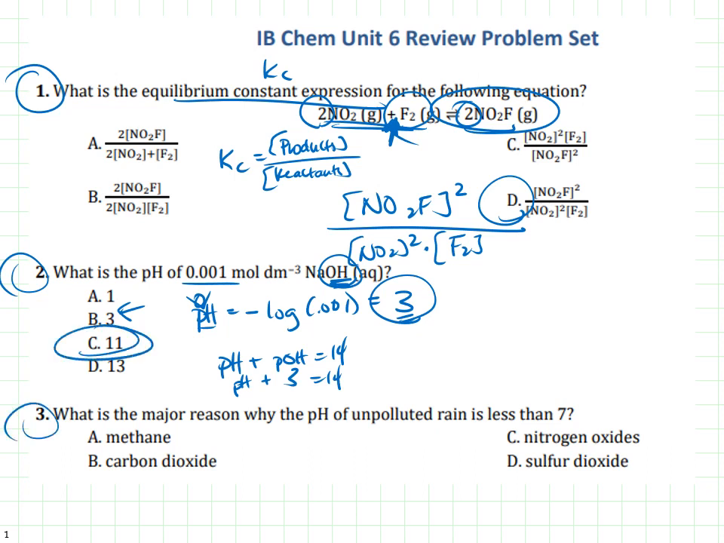Question number 3, what is the major reason that the pH of unpolluted rain is less than 7? You might be tempted to pick one of our nitrogen oxides, sulfur oxides, but these lead to polluted acid deposition, acid rain, acid snow, acid hail. So these guys are not the answer since I'm looking for unpolluted rain. Unpolluted rain is slightly acidic due to CO2.